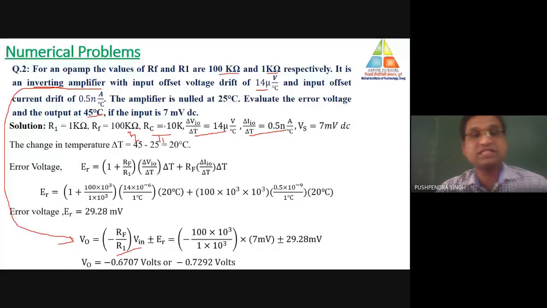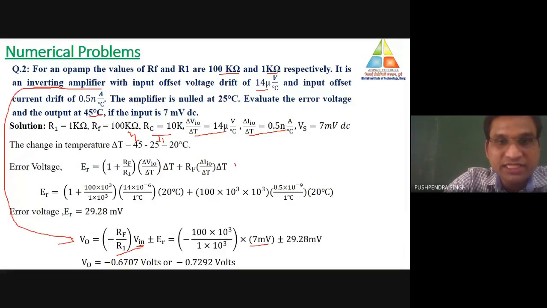If the input is 7 millivolt DC, so the input voltage is given as a DC signal. So this Vin is nothing but a DC signal, 7 millivolt. So this formula is the same for the calculation of error voltage. Already we have discussed the different parameters. So just substitute the values and finally you will get the value of the error voltage. So error voltage is 29.28 millivolt.